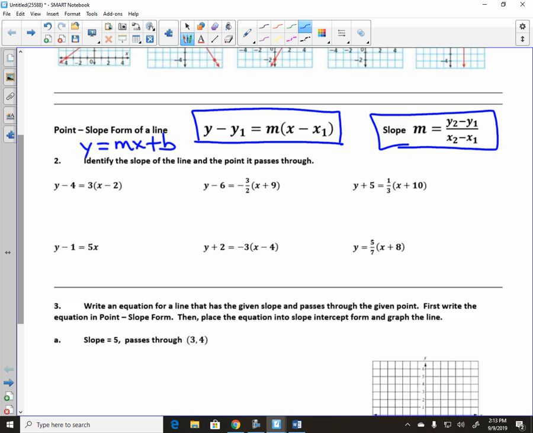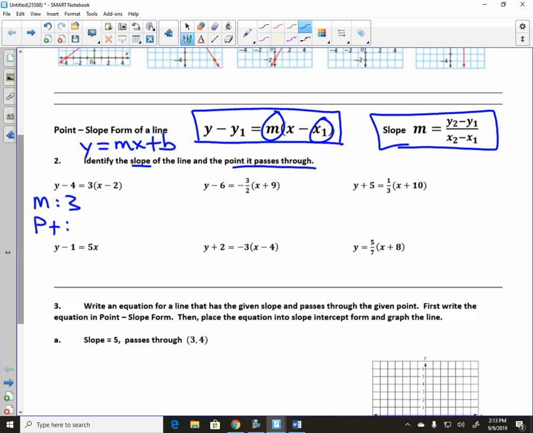So it says identify the slope and a point it passes through. So we start with this one. What is the slope of number 2? Slope is there. So slope is 3. Here's the challenging part for people. What's the point that it passes through?